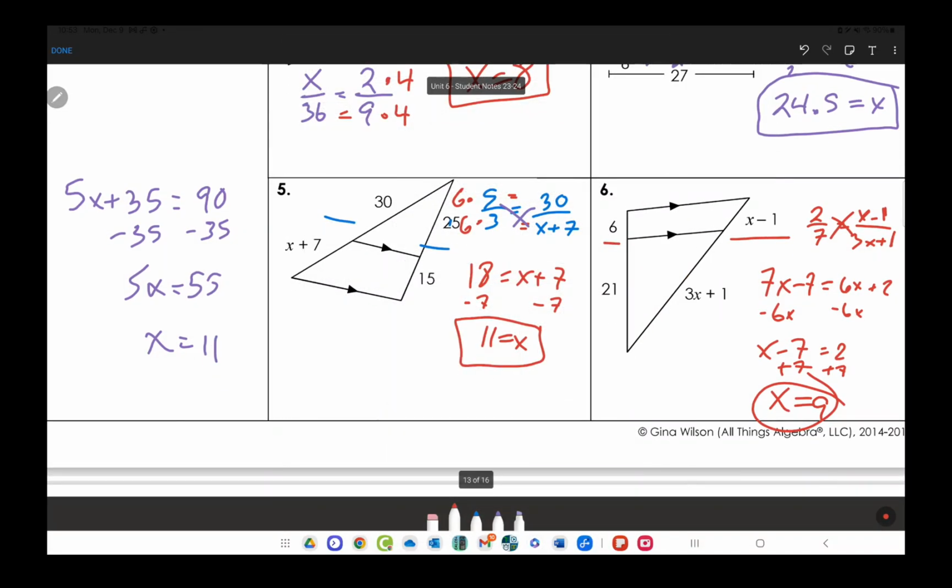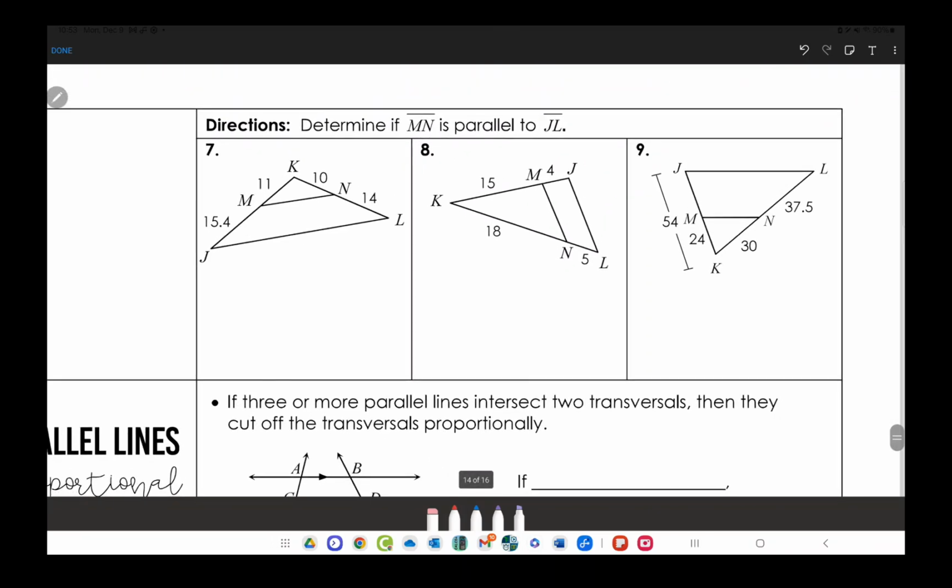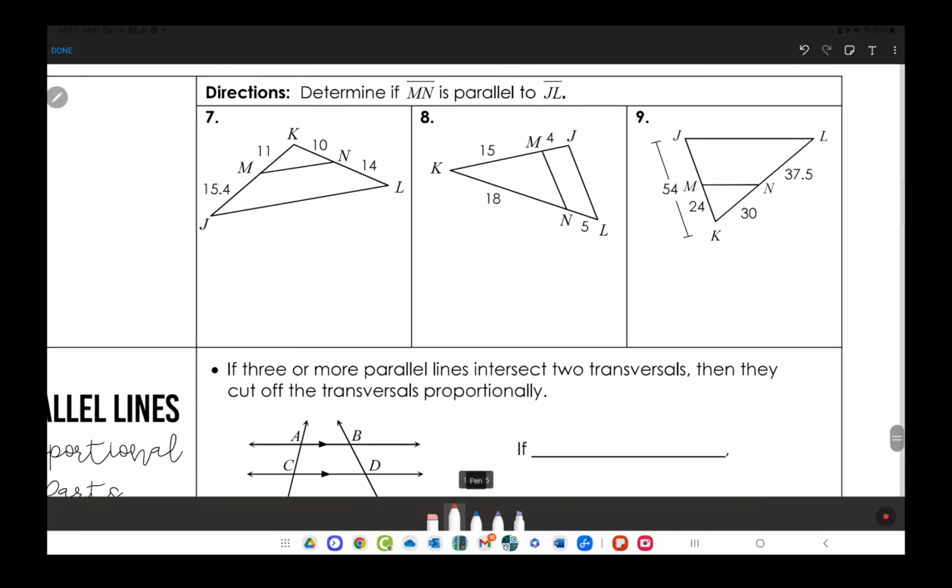So next page. Now here we are just determining if the lines are parallel, which means does the line create proportional sections? So is 11 over 15.4 equal to 10 over 14? All right. So let's get our calculator out.